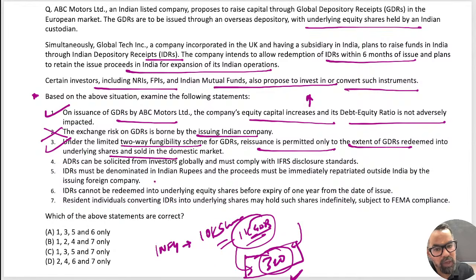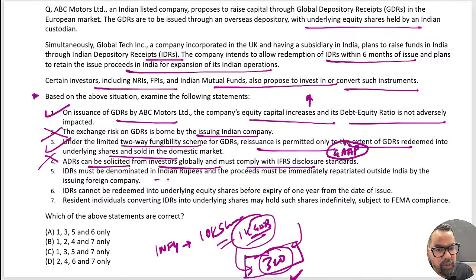So that is the area for this one. ADR can be solicited from the investors globally and must comply with the IFRS disclosure requirements. ADR actually generally follows the GAAP norms first, okay? GAAP is the generally accepted accounting principles which are applicable in the US. IFRS is generally for the GDR, so this should be wrong.